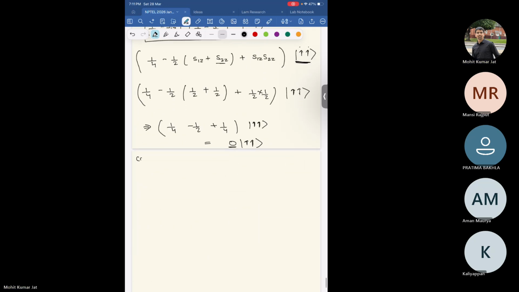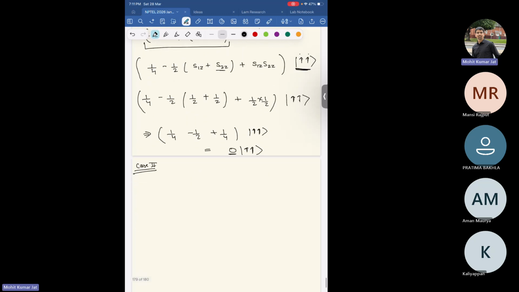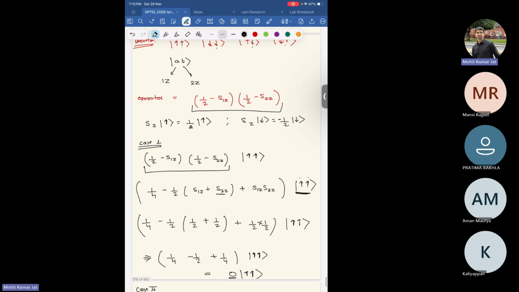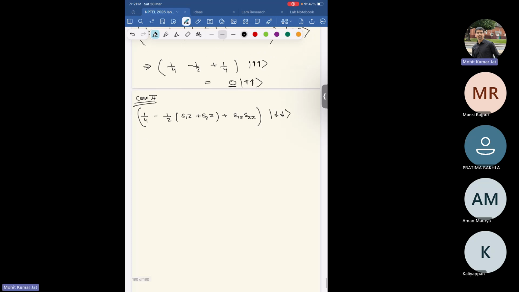Similarly, case 2. This is how you determine the eigenvalues if an operator operates on a given state. That's how you determine the value. What will be its value? So it's 1/4 minus 1/2 (S1z plus S2z) plus S1z S2z operating on. So up is over. Now we'll operate on down down. On down it will give you minus half whenever it operates.